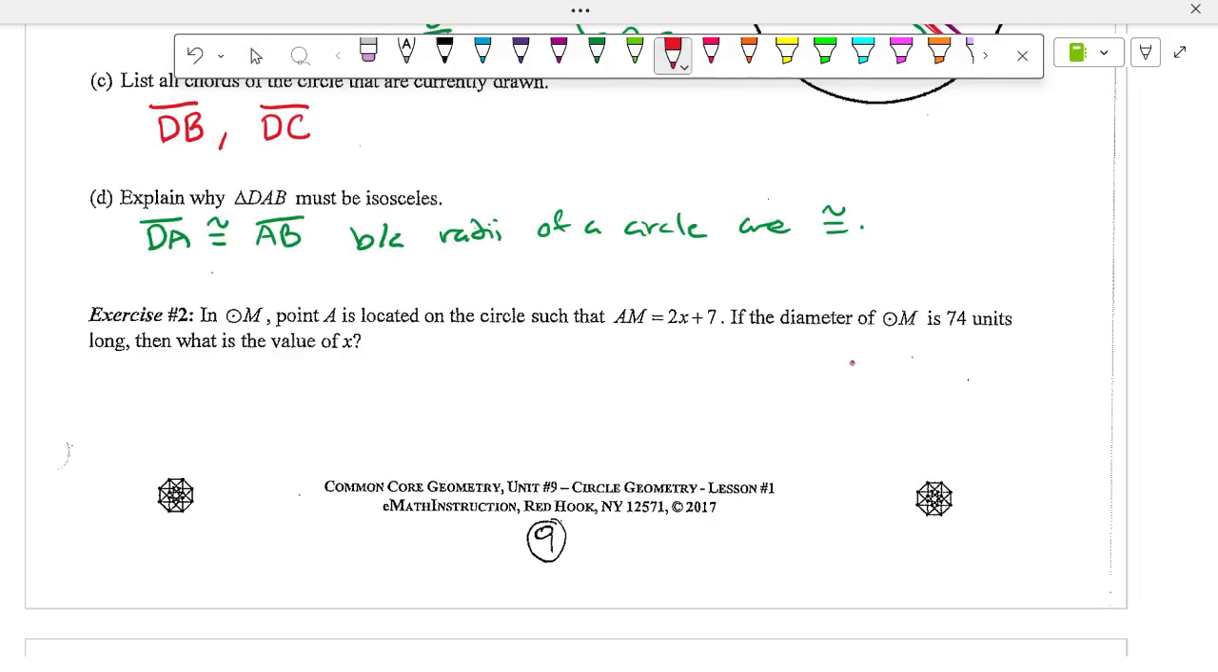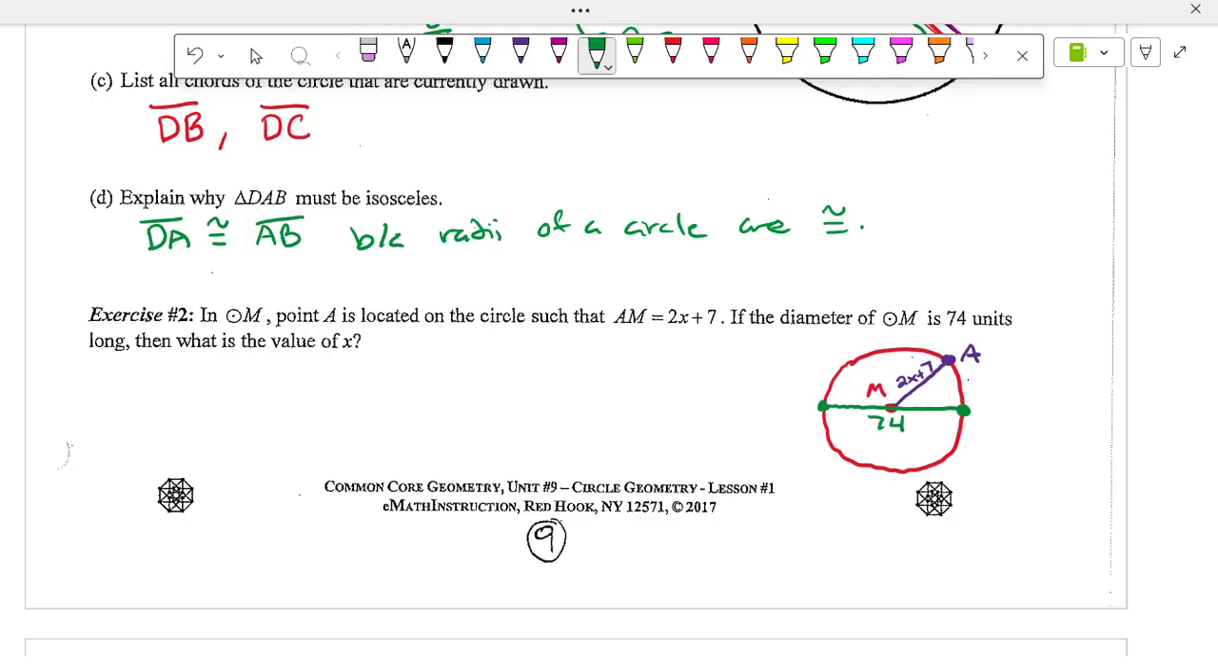So, let's actually draw the circle that it's talking about. So we have some circle, and it is called circle M. So the center point is M. They say that point A is located on the circle, and the segment AM is 2x plus 7. They then said that the diameter of the circle, so just some random diameter, is 74 units. So the entire diameter is 74 units long. And they want us to solve for x.